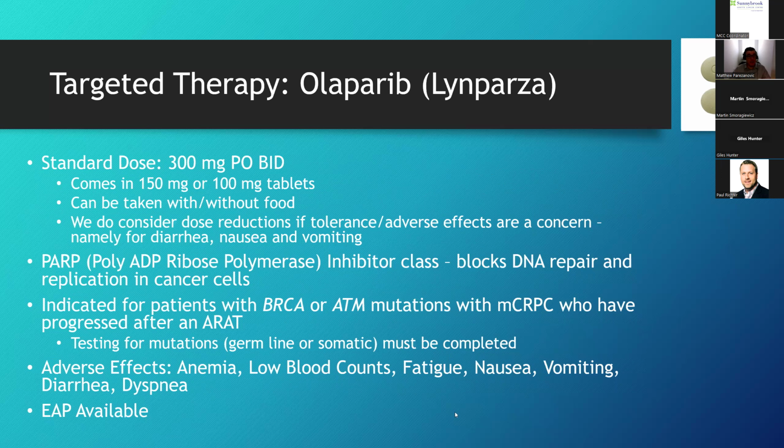It's a classification of a PARP inhibitor, which blocks DNA repair and replication in cancer cells. It's indicated for patients with BRCA or ATM mutations with metastatic castrate-resistant prostate cancer who have progressed after an ARAT. Testing for mutations, either germline or somatic, must be complete in order to qualify. Adverse effects: anemia, low blood counts, fatigue, nausea, vomiting, diarrhea, and dyspnea, and there is EAP funding available.